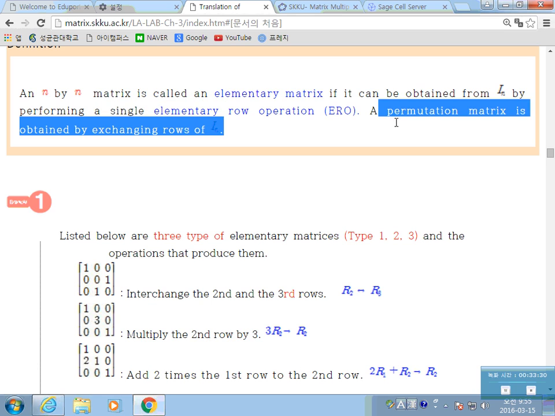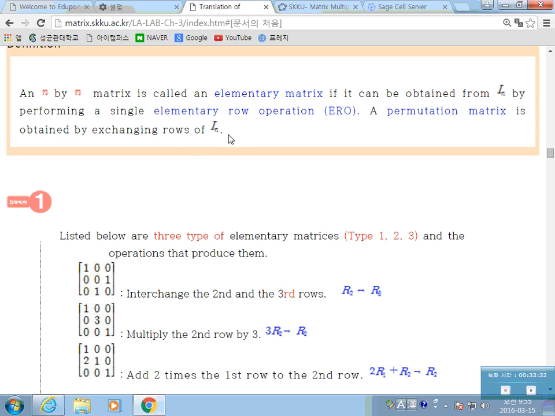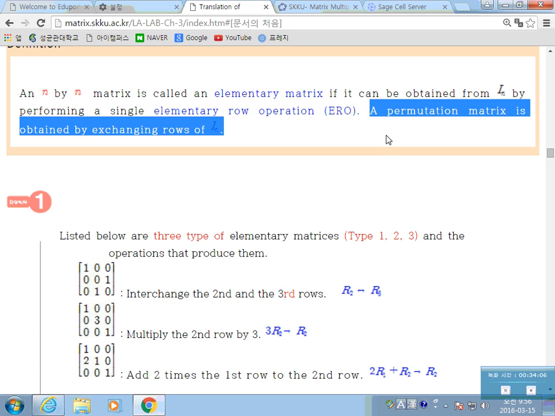A permutation matrix is obtained by exchanging the rows of I. You have the identity matrix, and you change the rows many times. Any of those matrices is a permutation matrix. So how many permutation matrices can we have for an n by n matrix? We have n rows, so we can choose n ways, then n minus 1, then n minus 2, and so on. So it's n factorial. We have n factorial permutation matrices of size n.